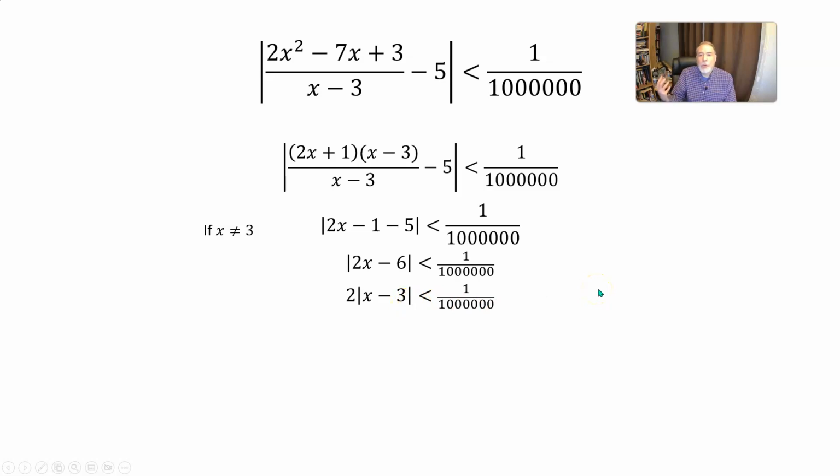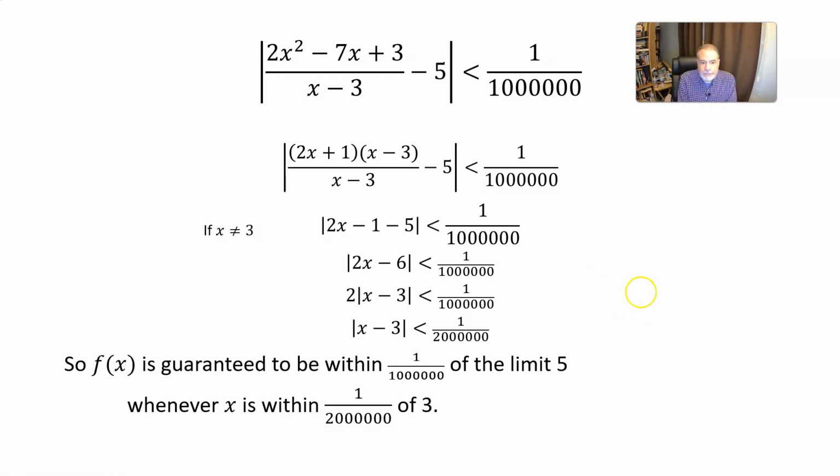Then divide both sides of that inequality by 2, or multiply by 1/2, and the absolute value of x minus 3 is less than 1/2,000,000th, 1 over 2 million. So f of x, the value of this function, is guaranteed to be within 1/1,000,000th of the limit 5 whenever x, the number we put in for x, is within 1/2,000,000th of 3.